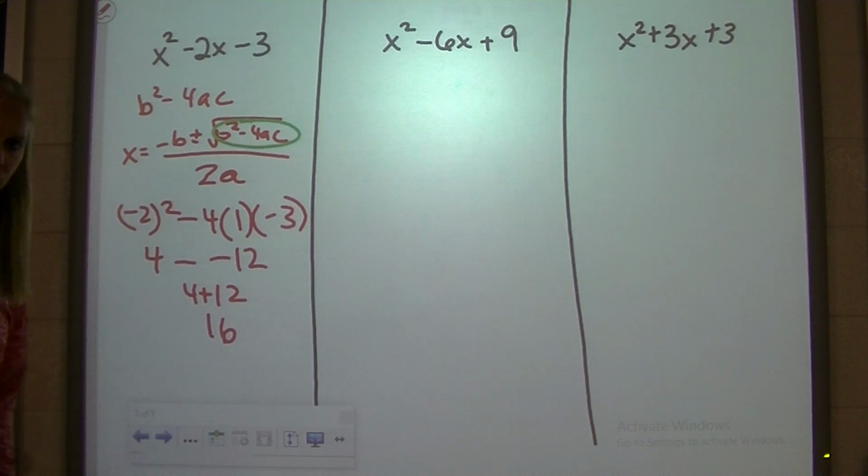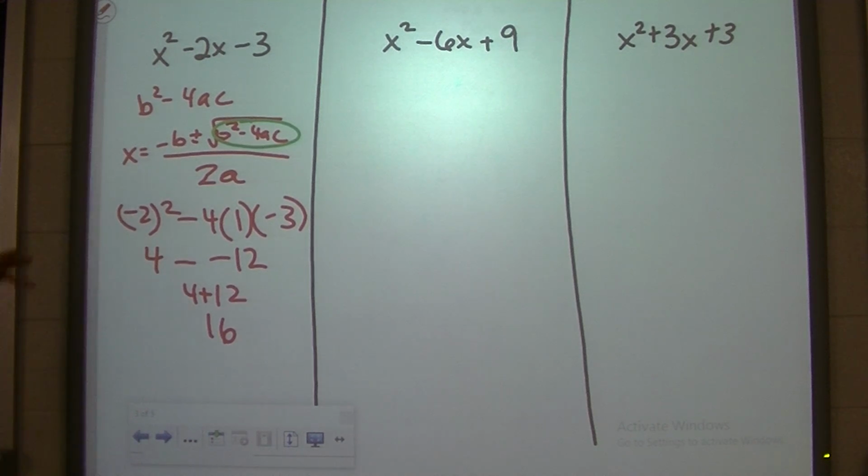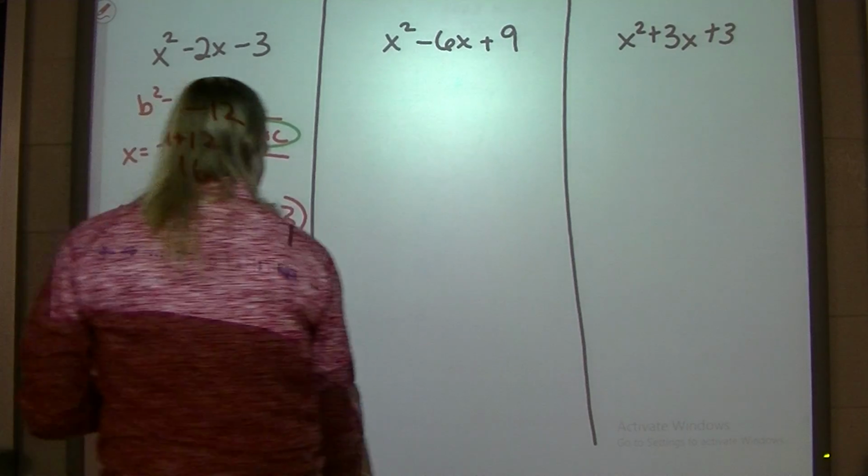And if you notice, your parabola, your graph, is intersecting at positive 3 and -1, which is giving us our two solutions, positive 3 and -1, and showing us our two distinct x-intercepts.